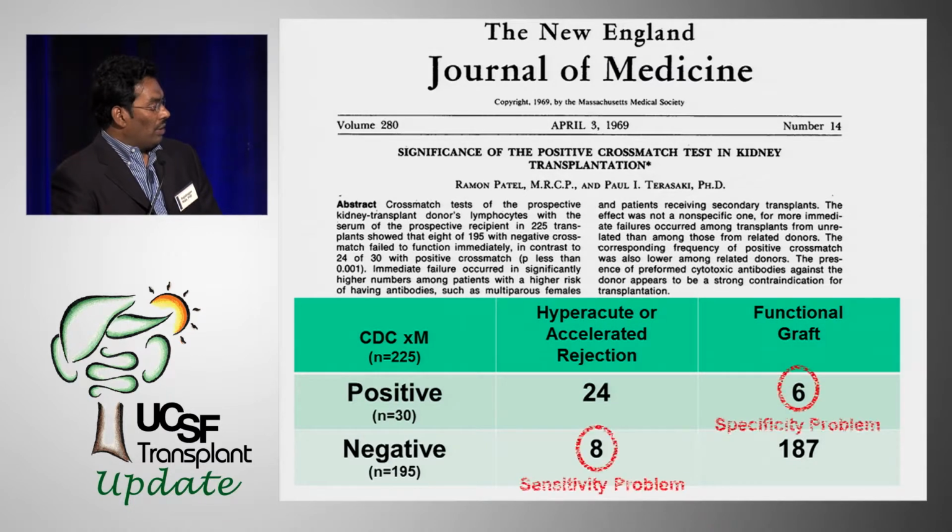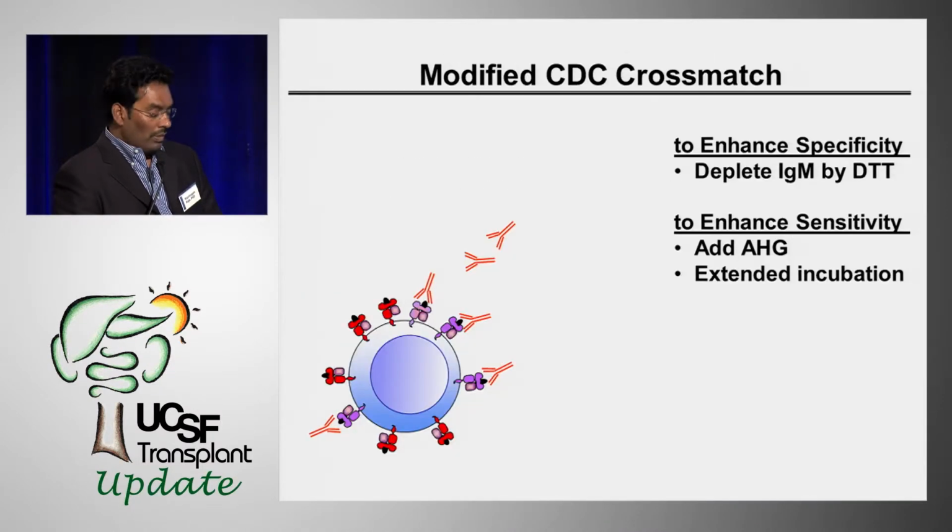But the problem here is these two numbers. The cross-match is still used as a clinical test, but it's not very sensitive or very specific. There are some false positive and false negative reactions. So people tried to eliminate these false positive and false negative reactions by modifying the test procedures.